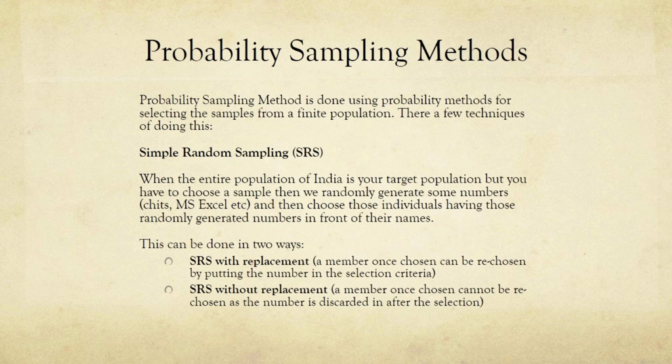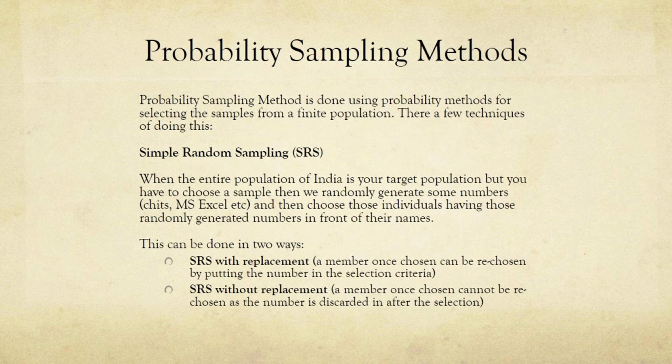With replacement: suppose you have to select a sample of 100 people from that list of 2000. With replacement means once you've chosen those, you can re-choose them by putting those 100 numbers back into the 2000. So that is with replacement. They have an equal opportunity of being chosen again.